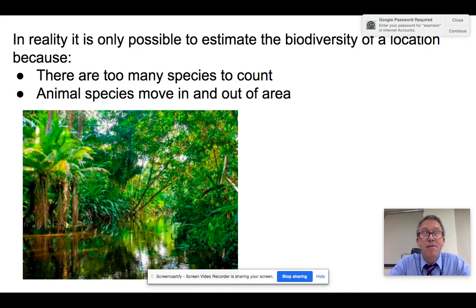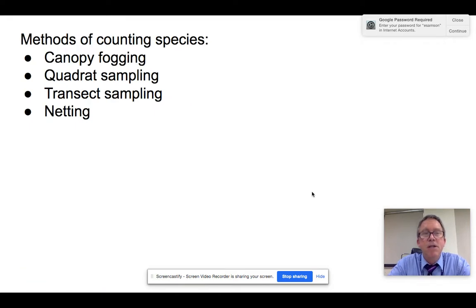Another thing is that the animal species, they tend to come in and go out. So coming up with an accurate way of counting biodiversity is a little bit tricky. If you define your methodology, you can still get numbers that allow you to make relative comparisons. But the reality is, in the actual real world, it's very difficult to measure biodiversity. So scientists have come up with a number of techniques. These are the main ones we have.